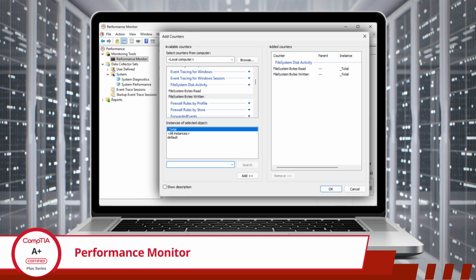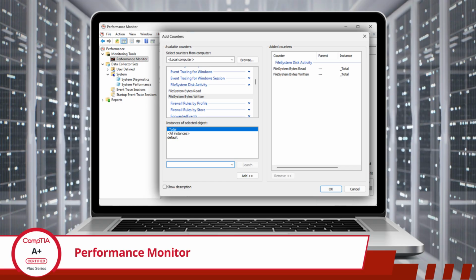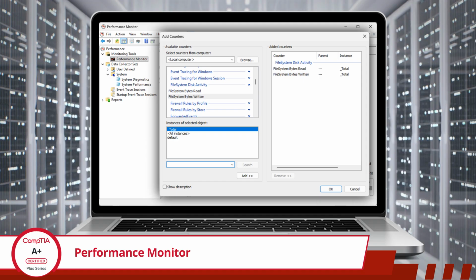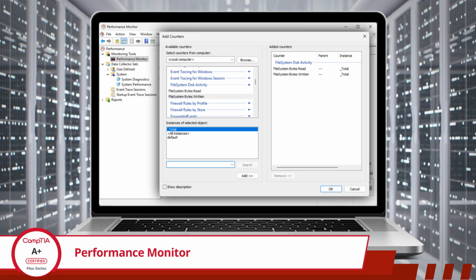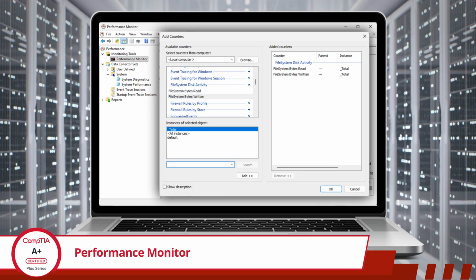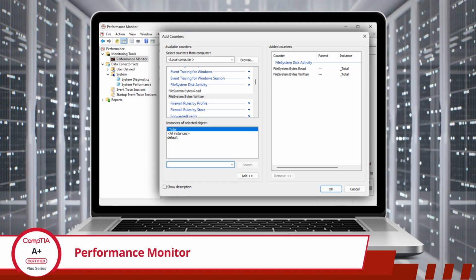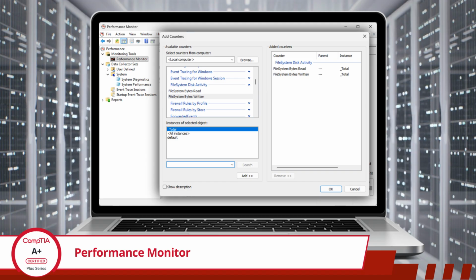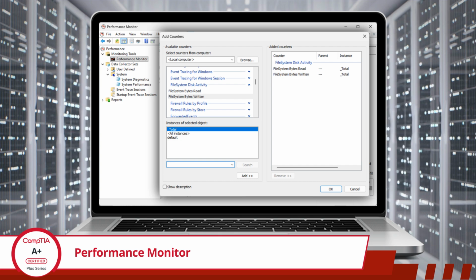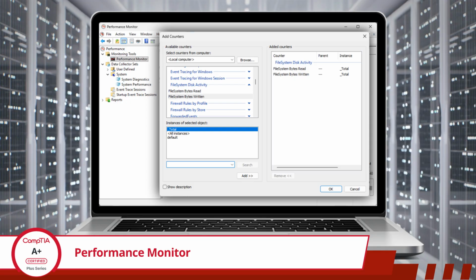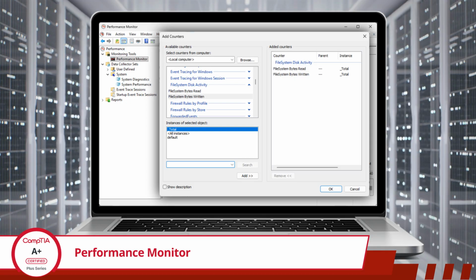In addition to real-time monitoring, Performance Monitor also allows you to collect data over time using data collector sets. These enable you to record performance metrics and review them later, which is especially useful for diagnosing intermittent issues that may not occur consistently. Instead of trying to catch a problem as it happens, you can analyze trends and patterns after the fact. With both counters and data collection in mind, you can start to see how everything works together.